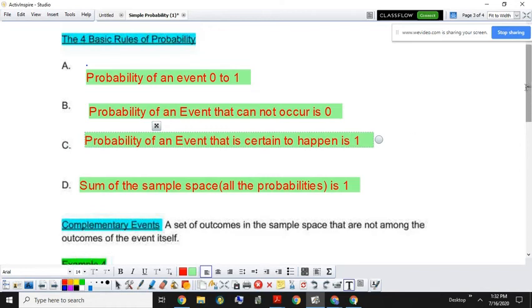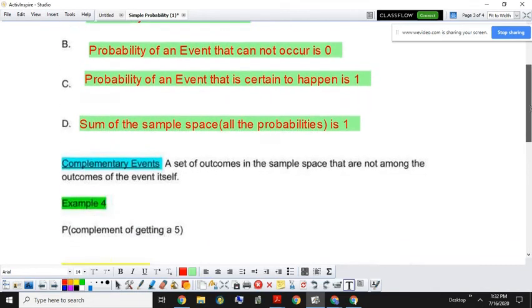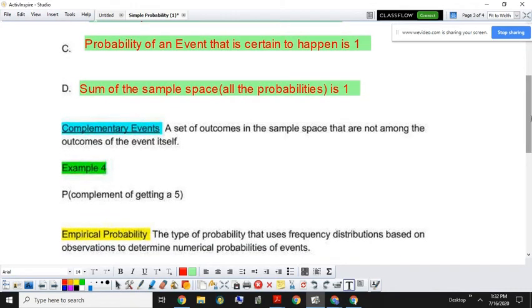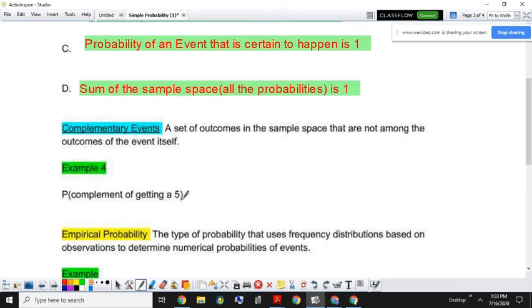All right, complementary events. Complementary events are just kind of the opposite of what you want. So it's the set of outcomes that are not the things that you want. You do whatever you want, and then you do the opposite of it. For example, the complement of getting a 5. Different books write it differently. In this book, we write it as the probability of 5 with a bar over top. So if you see a bar over top, that means it's the probability of it not happening, the opposite of what you want.